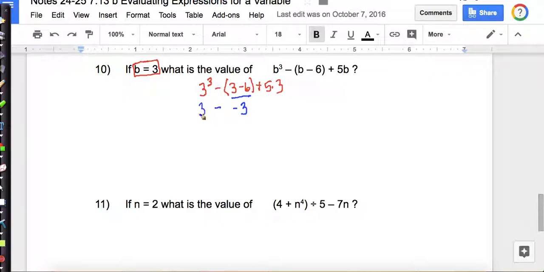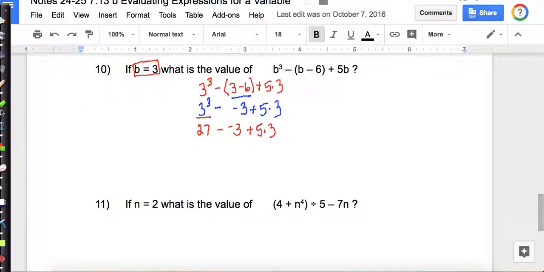Okay, 3 to the third power plus 5 times 3. Now my next step is to do exponents. So 3 to the third power means 3 times 3, which is 9, and 9 times 3 is 27. Remember, when you're doing 3 to the third power, you're multiplying 3 threes together. So that would give us 27. I forgot to underline that. Okay, minus -3 plus 5 times 3.